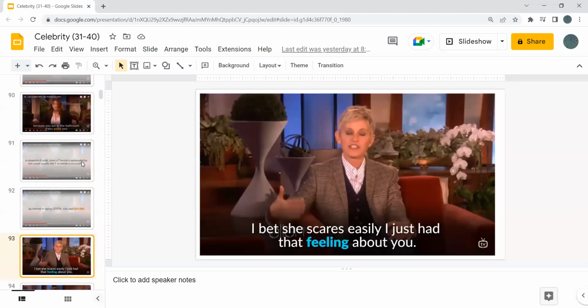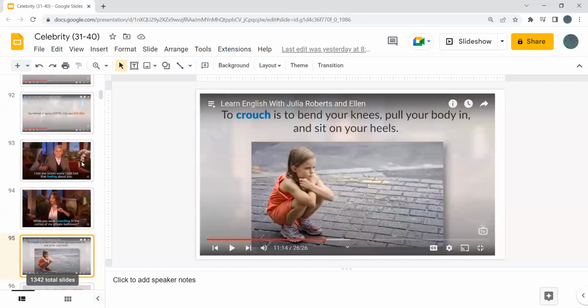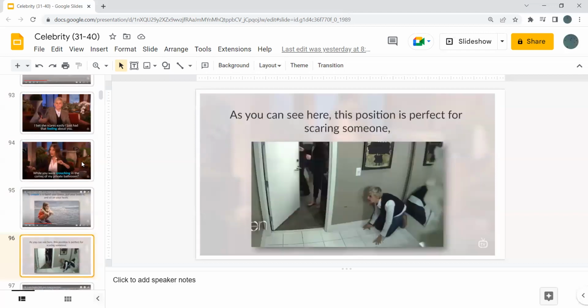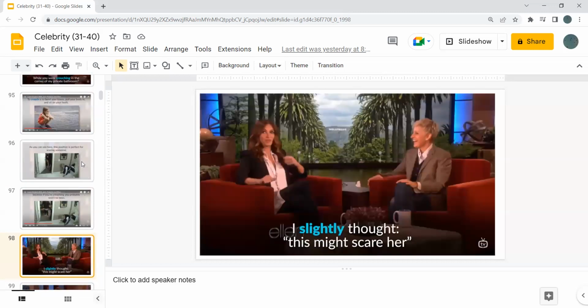I bet she scares easily. I just had that feeling about you while you were crouching in a corner of my private bathroom. To crouch is to bend your knees, pull your body in, and sit on your heels. As you can see here, this position is perfect for scaring someone, because if you are crouching, you probably won't be seen.